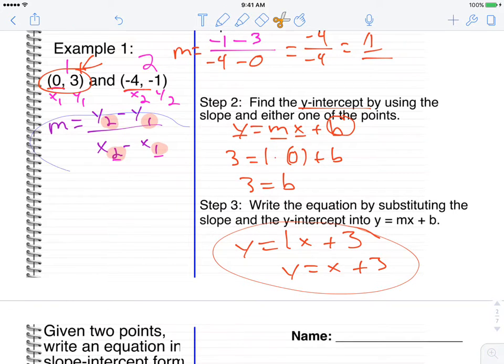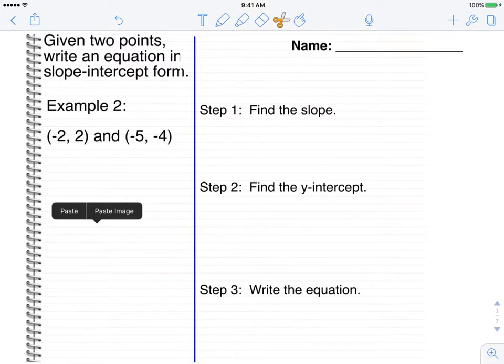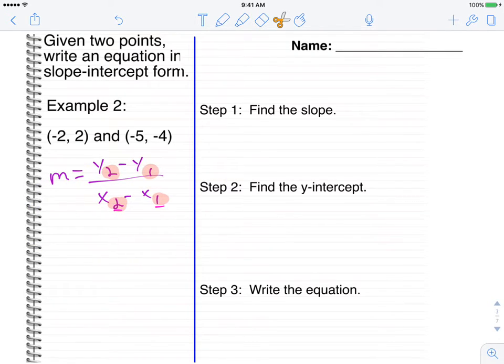So I want you to take the slope formula and try this now on your own. This should be a little bit of a review from what we did in Unit 2 using the slope formula to find slope. I would like you to do these three things: find the slope, find the y-intercept, and write the equation. So I will have you pause the video and give you a couple minutes to work on this, and then we'll come back in and take a look. You can pause the video now.